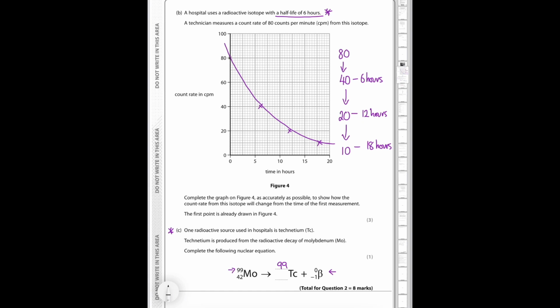However, if we look at the atomic number, we've got 42. And because beta decay is an electron, it's actually -1 that we have at the bottom there. So the number that we would need to have at the bottom would be 43, because 43 minus 1 is 42.